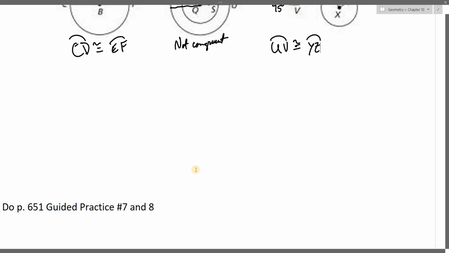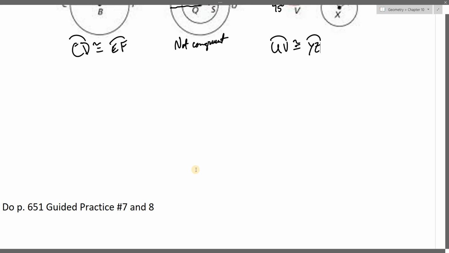All right, someone should have said, first of all, the measures of the two arcs are 145 and 145. And they are, in fact, congruent because they have both conditions. They have the same measure and they're on congruent circles. The circles are congruent because the radii are equal.